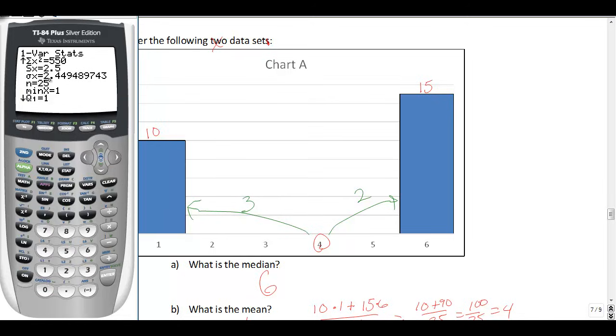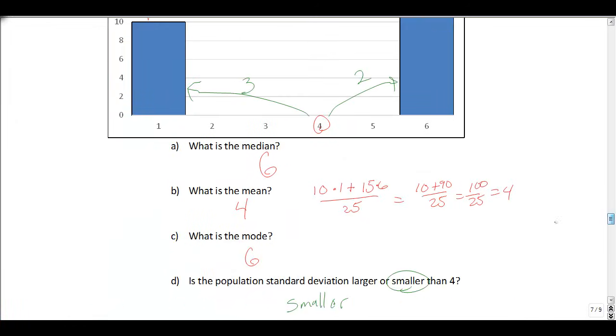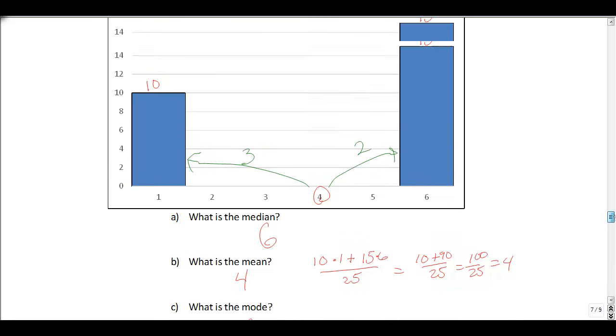If there was a sample, you'd have a 2.5. Actually, it doesn't even say, well, wait, did the question say population standard deviation? Could have been sample standard deviation, doesn't matter.